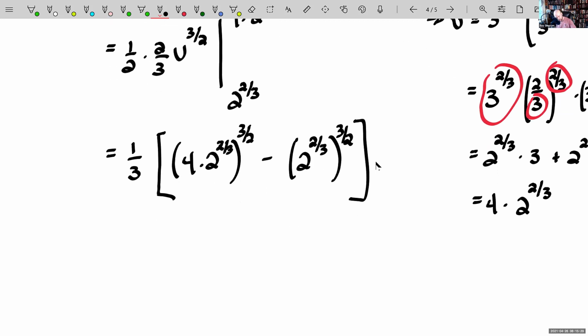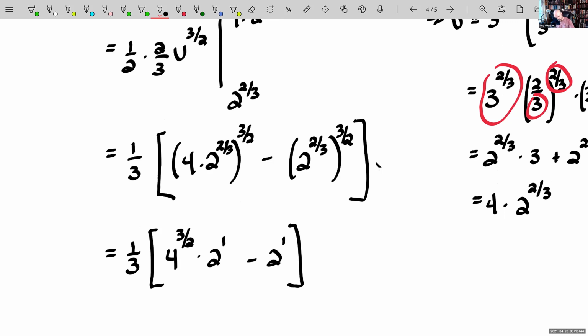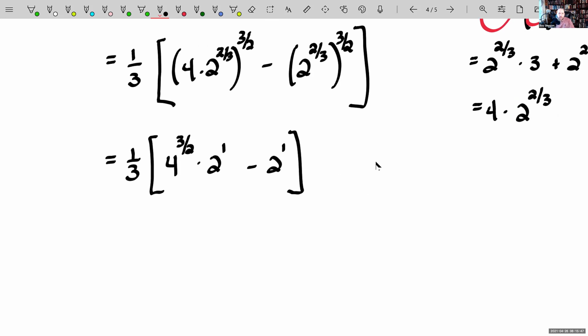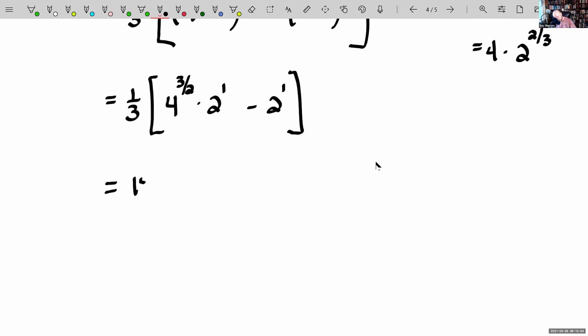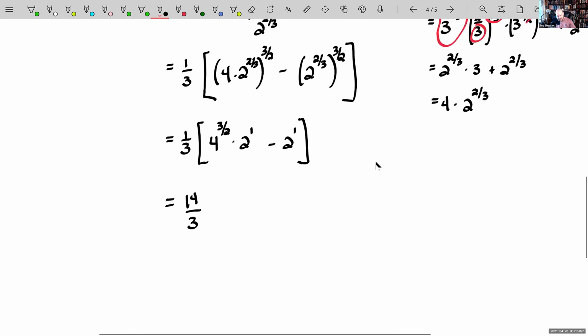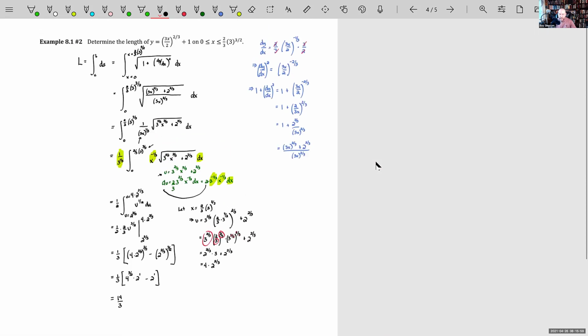Cleaning this up, we'll get 4 to the 3/2, actually is doable, times 2 to the 1st minus 2 to the 1st. 4 to the 3/2 actually is the square root of 4, which is 2, raised to the 3rd power. That's 8. 8 times 2 is 16. Minus 2 is 14. This is 14/3. As I mentioned again, just to remind you, at the beginning of the section, the integrals can be a bit gnarly. A lot of little algebra in there.